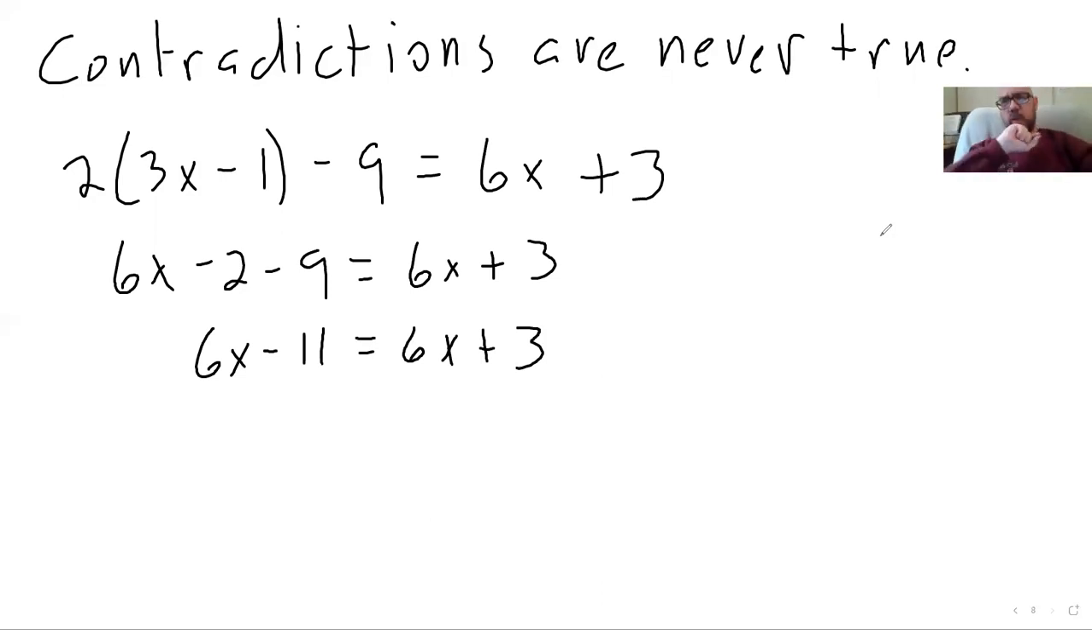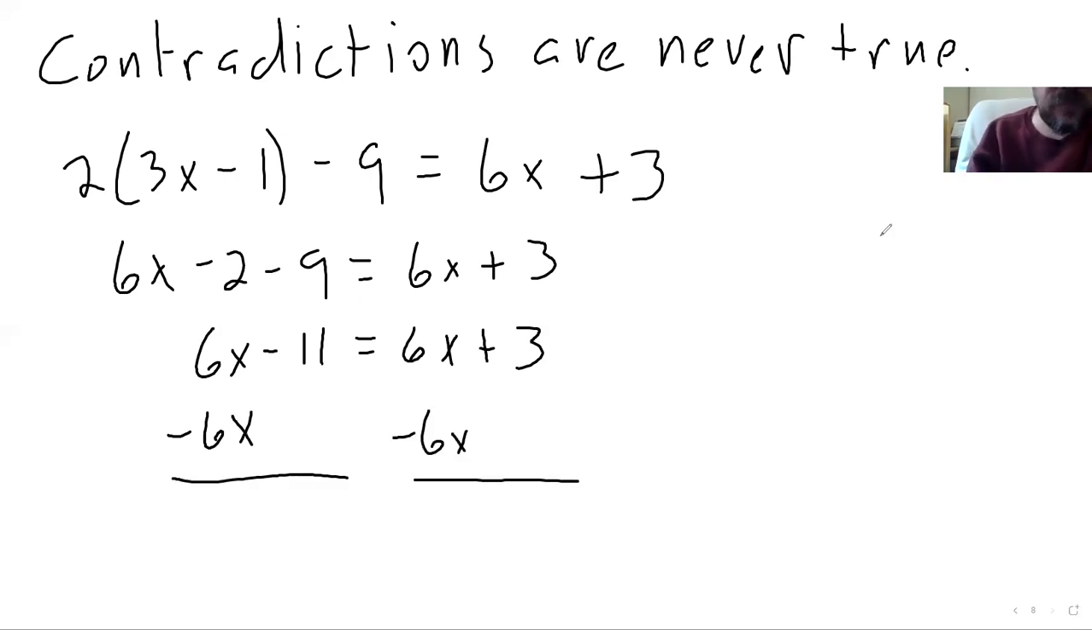And now you might notice that when we get rid of the x's, right? So that's what I've been doing in the past. When I get down to here, I want to get down to just one x. I will subtract 6x from both sides. When I do, the thing I'm left with is this. A statement that negative 11 equals 3, which it does not. It's always false.